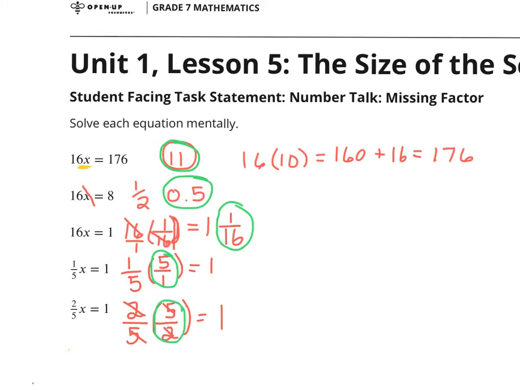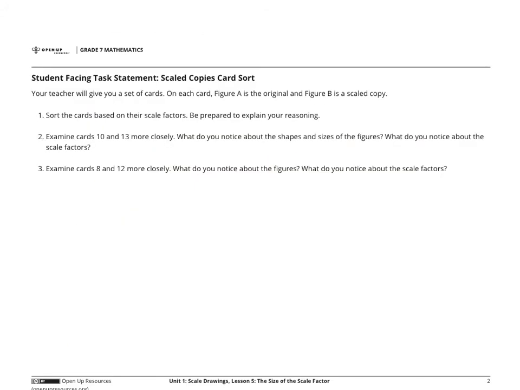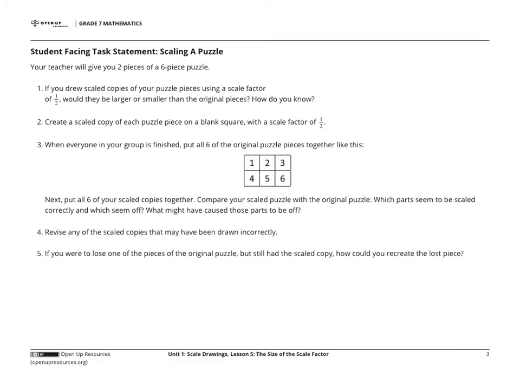How did you do? We have an activity 5.2. It says scaled copies card sort. We're going to do that together in our Zoom meeting on Wednesday. We can skip that at the bottom of page 41. And then we have an activity that says 5.3, scaling a puzzle, and we're going to do that tomorrow together. So we're going to skip that one as well.